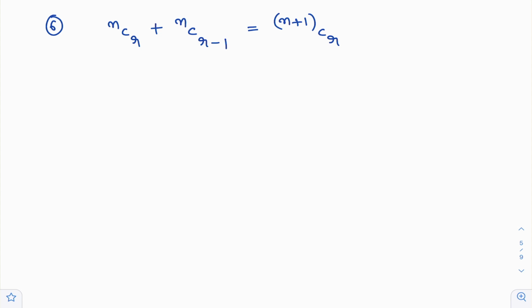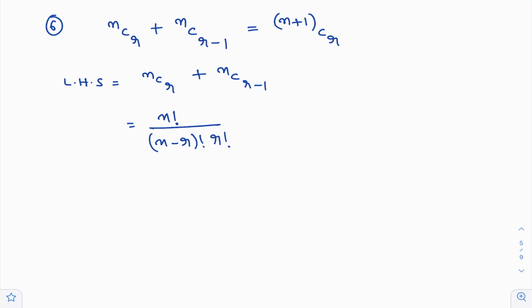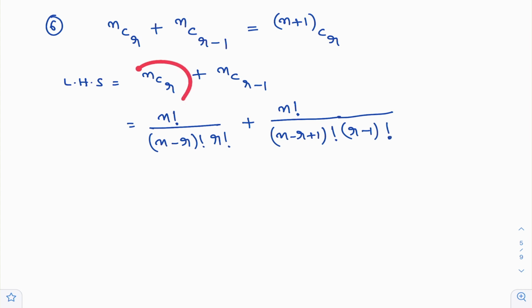Okay, I will derive this result. Take the LHS, nCr plus nCr-1. n factorial divided by (n minus r) factorial into r factorial plus n factorial divided by (n minus r plus 1) factorial into (r minus 1) factorial. Just take the LHS and apply the nCr formula. Now you can see n factorial is there in both terms, and (n minus r) factorial is also there in both.